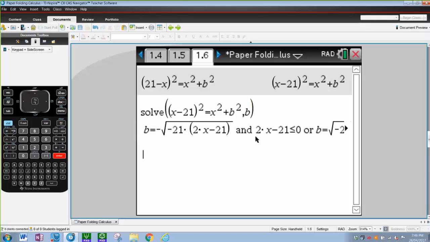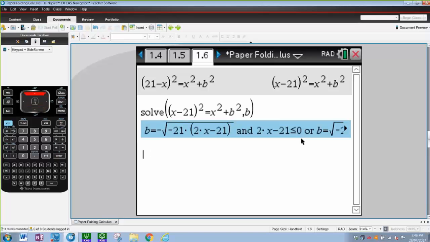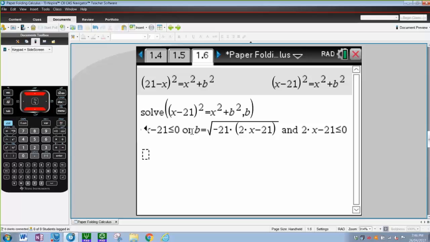Now, when we solve for the base, we see a couple of things going on over here. The main reason is that when you're solving an equation with a square in it, it creates a negative solution as well as a positive solution. The other part that's there, 22x minus 21 less than or equals 0, is just a result of the domain of the function. We know that the base of this particular triangle must be positive, so let's ignore the negative version and end up with the positive one.